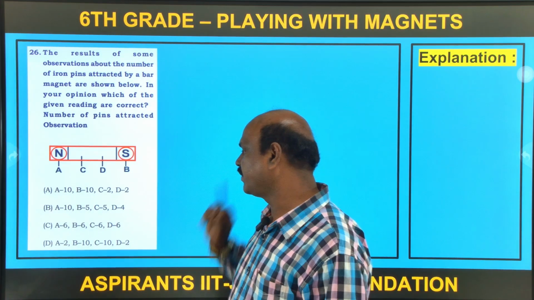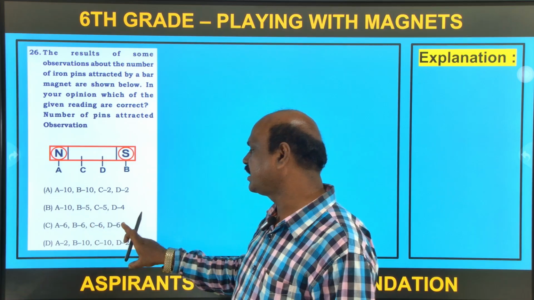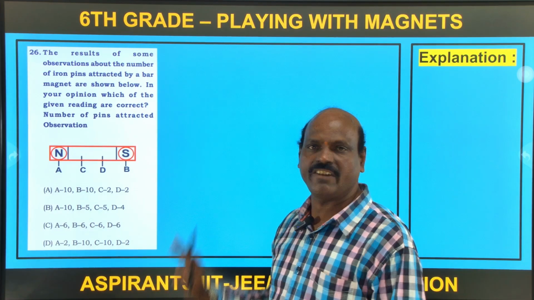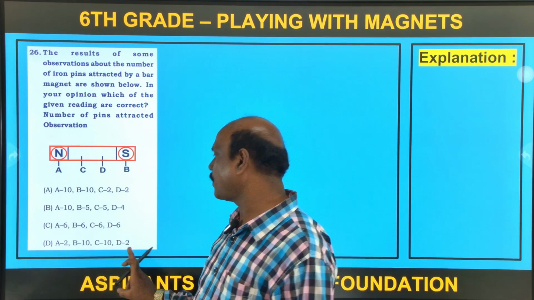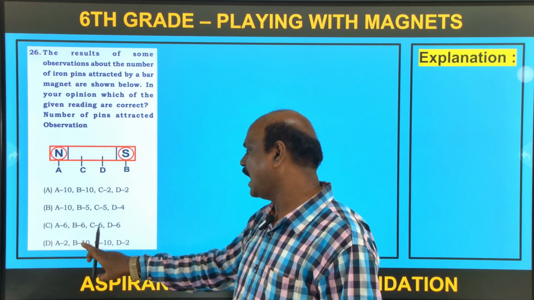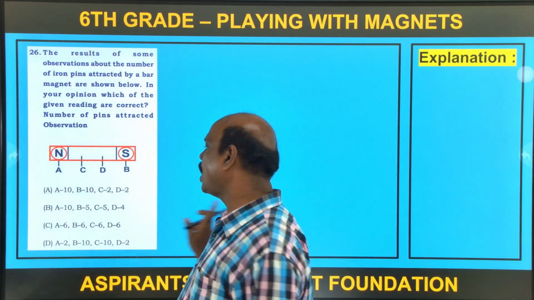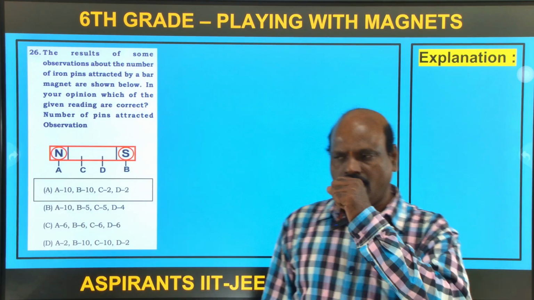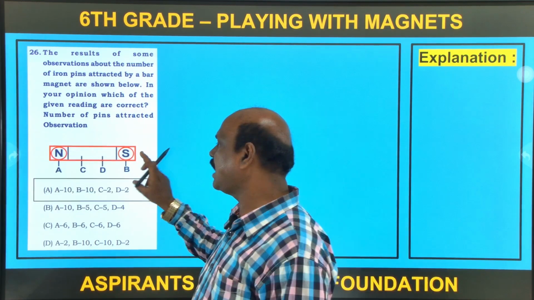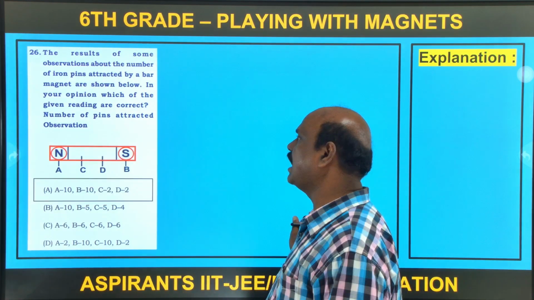Or A is 6, B is 6, C is 6, D is 6, all are equal, we cannot take. Here also one more option you have, A is 2, B is 2 and B is 10, C is 10, it is also not possible. So the final answer is option A. Both the poles will have the same value and the points which are in between have the same value.